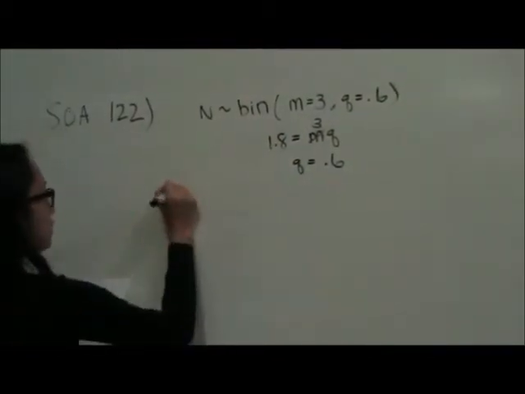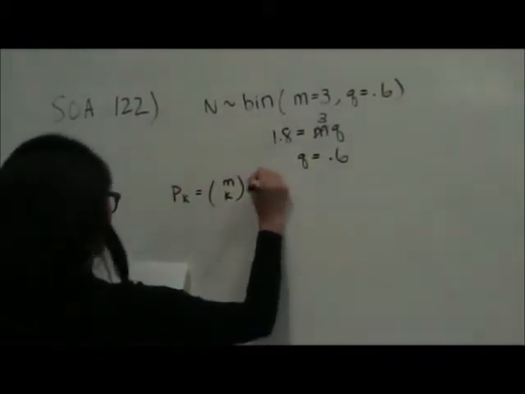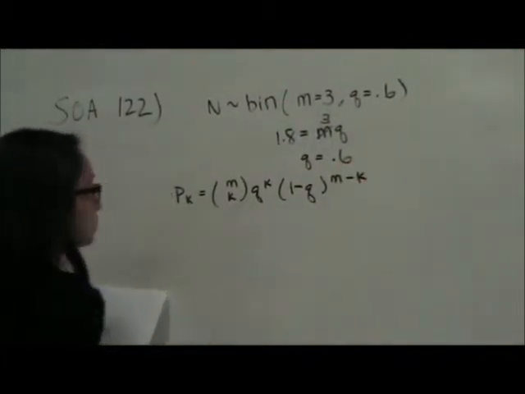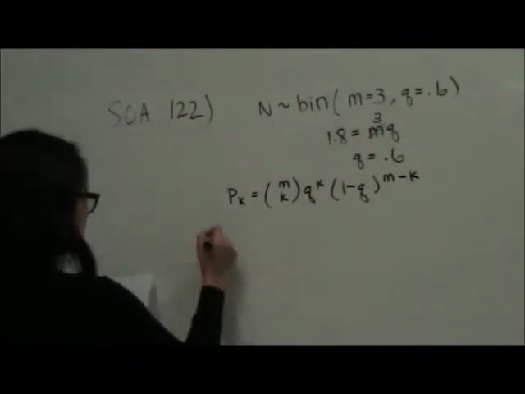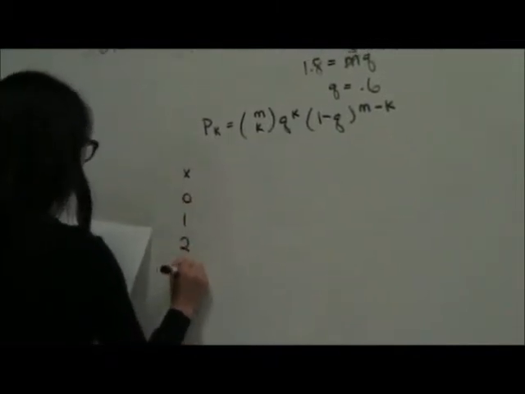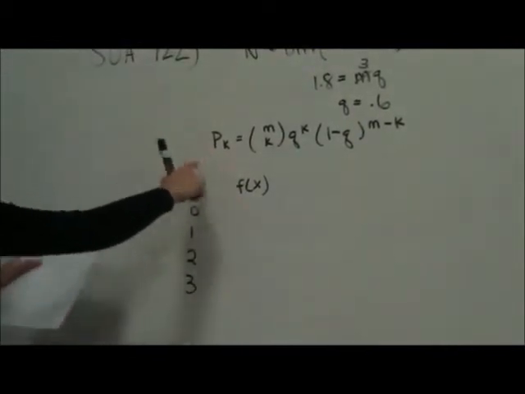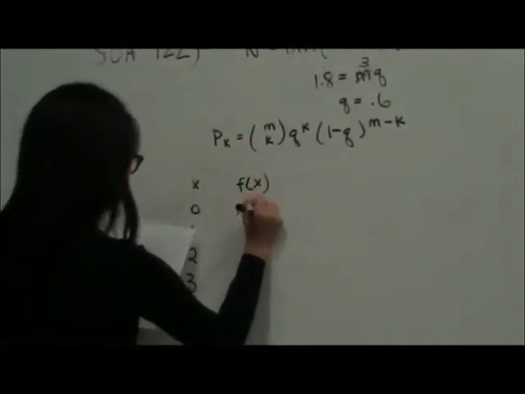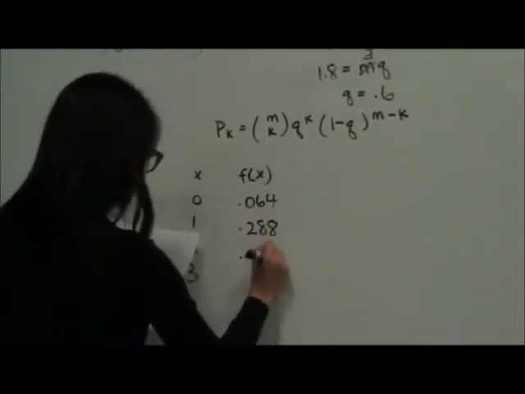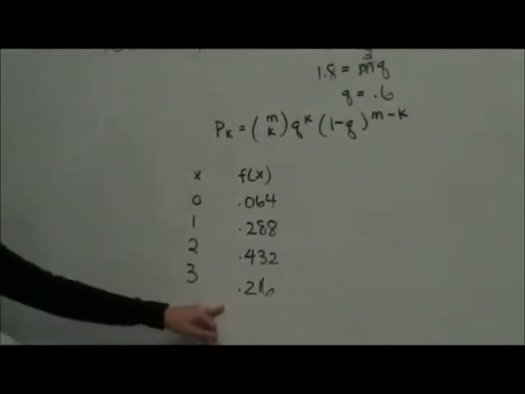From our tables, we know that p of k for a binomial is equal to this beautiful equation right here. And using this equation, we can build our CDF chart. And so with x equal to 0, 1, 2, and 3, we know that f of x, which is this equation right here, plugging everything in, we get 0.064, 0.288, 0.432, and 0.216.